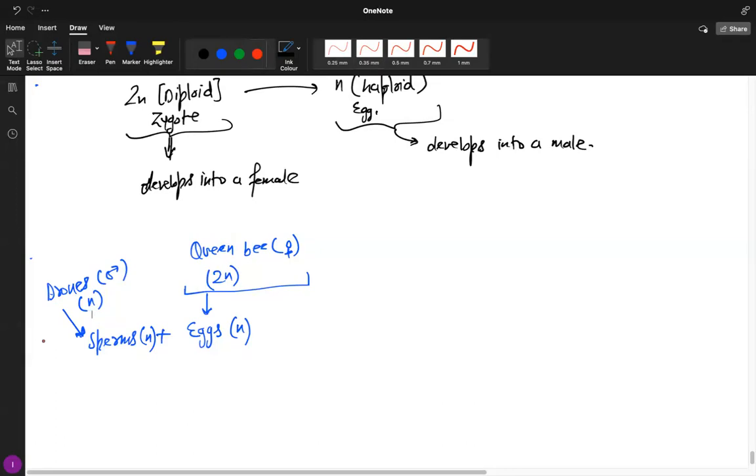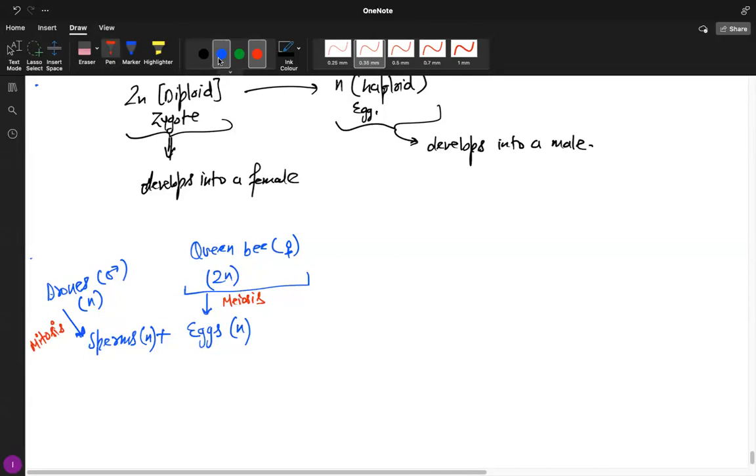Yes, sir. But in case of bees, male drones produce sperms through simple mitosis because they are haploid and they have to form a haploid gamete. They cannot undergo meiosis because you cannot make haploid into half. There is no concept of half n. But the queen bee, who's diploid, when she makes eggs, she will do it through the process of meiosis. Is it clear?